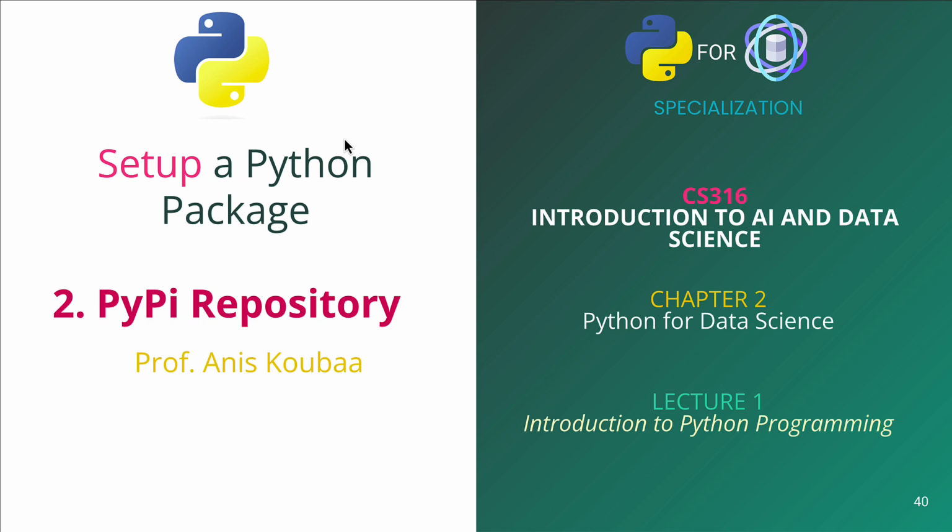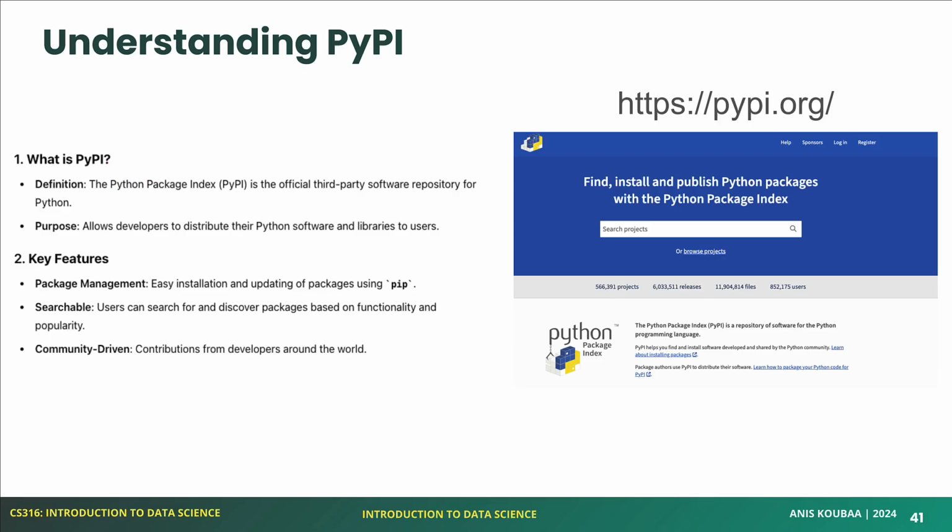So what is the PyPI repository? It's like GitHub, but for distributing Python packages. You can go to PyPI through this link, pypi.org, and basically you can search any available package. The Python Package Index is the official third-party software repository for Python, and it allows developers to distribute their Python software and libraries to other users. The key feature is that it offers package management, because it's easy to install from PyPI using the pip command.